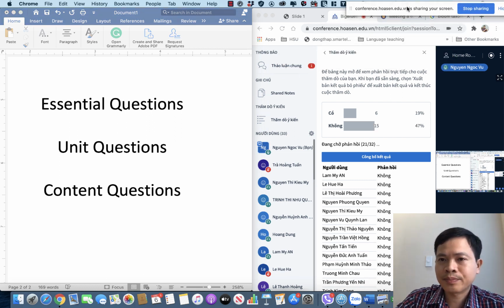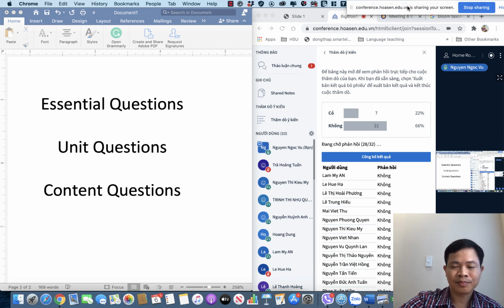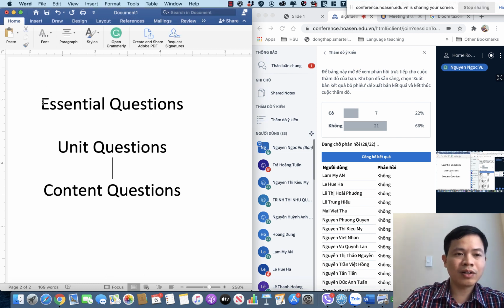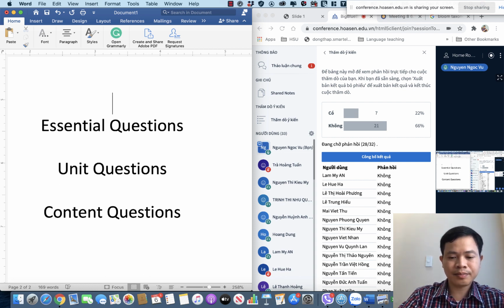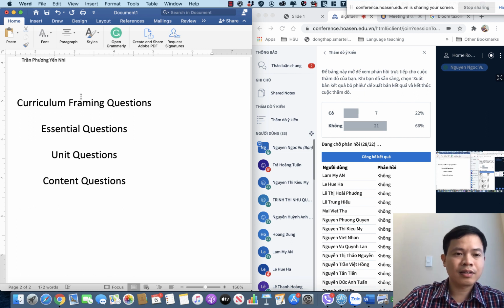Now, okay, the Western education system puts a lot of emphasis on asking questions, and asking the right questions is very important for learning, and that's why they put questions into different categories, and it's very important to know about these, and we call these three the, what do we call them? Curriculum framing questions. Okay. Curriculum framing questions. So we have these three.